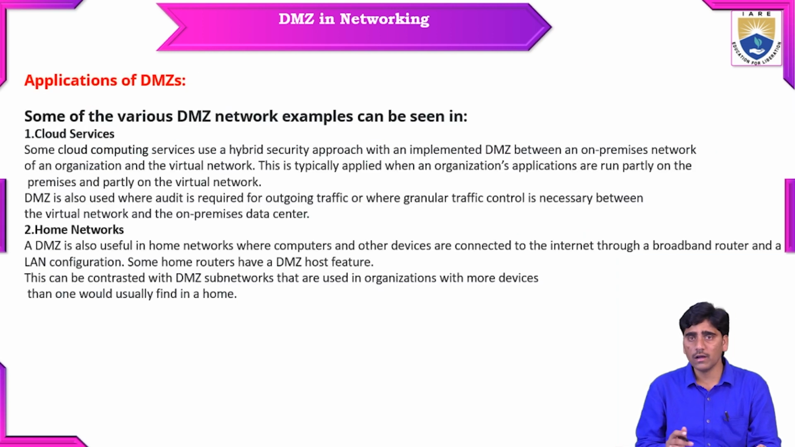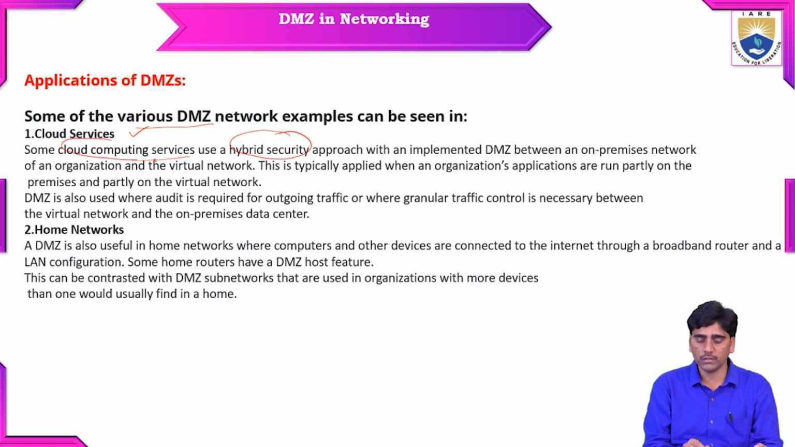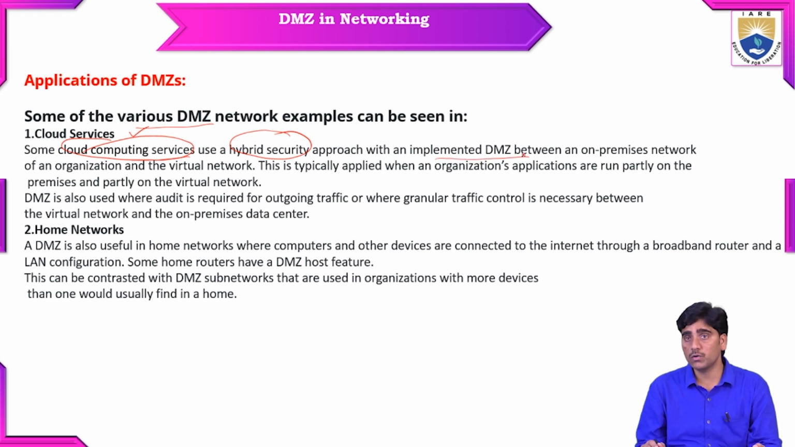And the applications of the demilitarized zone. Some of the various demilitarized zone network examples can be seen here. The first one is cloud services. Some cloud computing services use a hybrid security approach, such as accessing the data from the internet or uploading the data into the internet, and that implements a demilitarized zone between the on-premises network of an organization and the virtual network. This is typically applied when an organization's applications are run partly on the premises and partly on the virtual network.